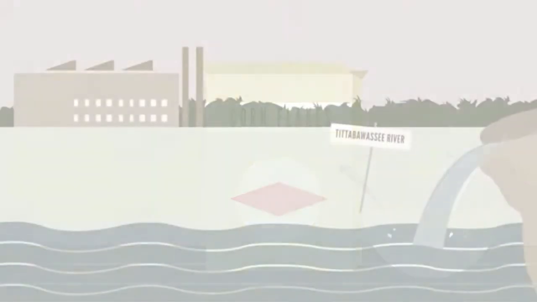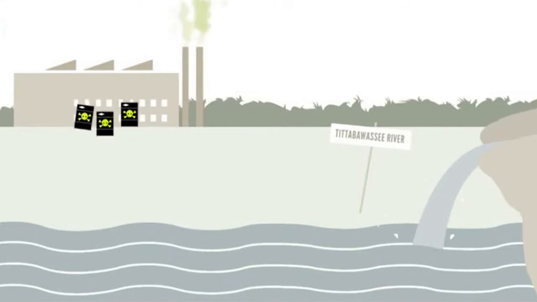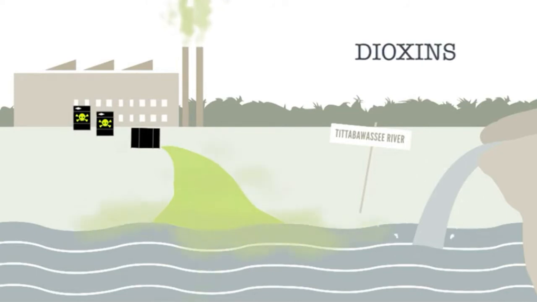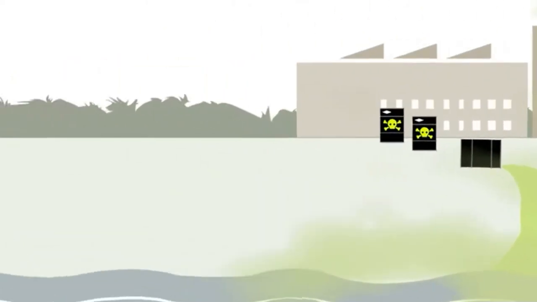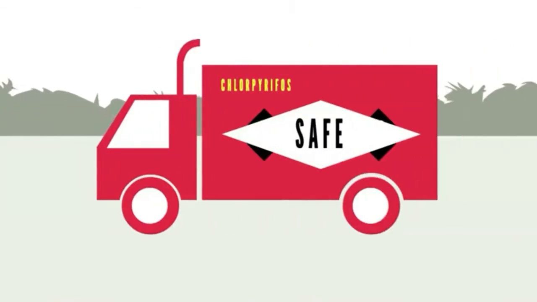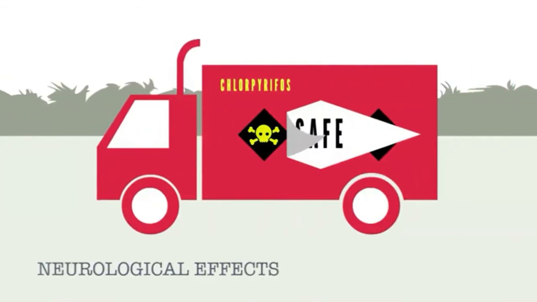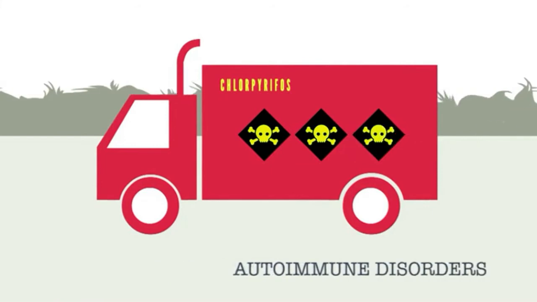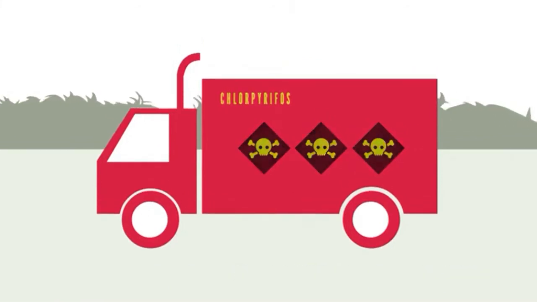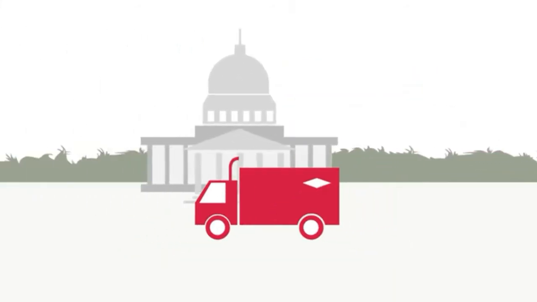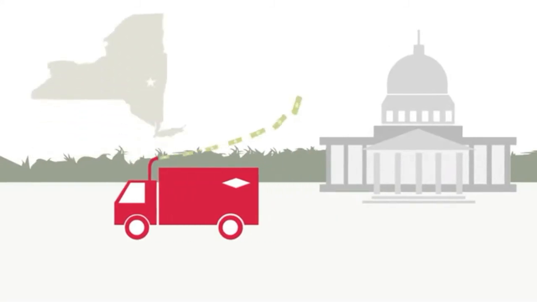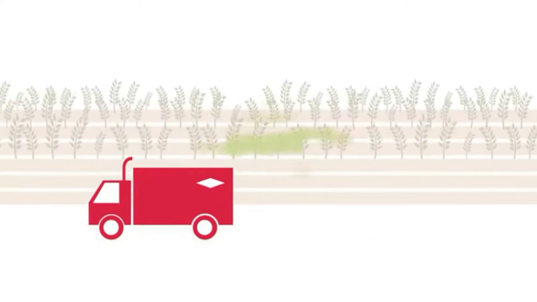Consider the record. U.S. Environmental Protection Agency asked Dow Chemical to clean up the Tittabawassee River after nearly a century of releasing dioxins into the environment. Dow Chemical marketed its chlorpyrifos insecticide as safe, despite numerous studies linking the chemical with neurological effects, developmental disorders, and autoimmune disorders. In fact, Dow Chemical agreed to pay $2 million to the state of New York for illegally marketing chlorpyrifos as safe, but continues to apply the chemical to food we eat.